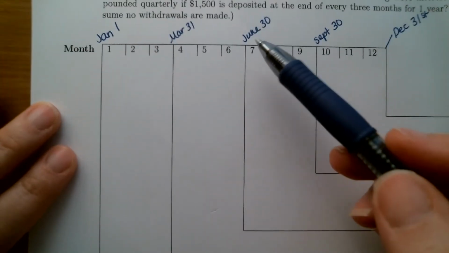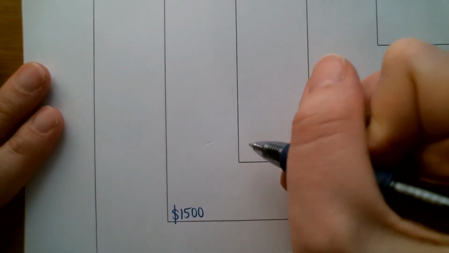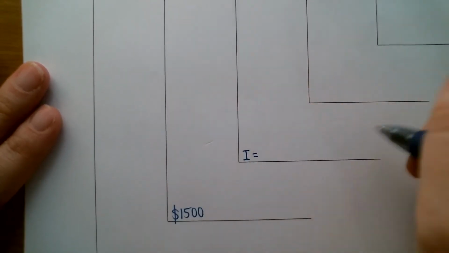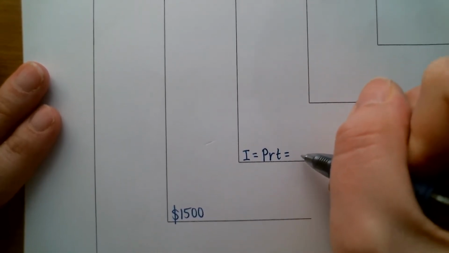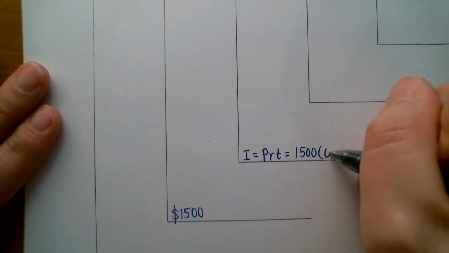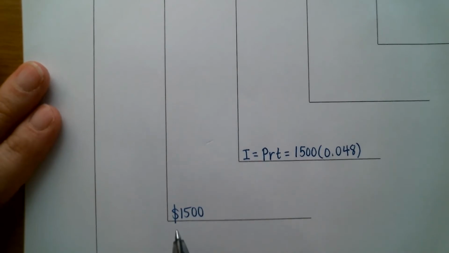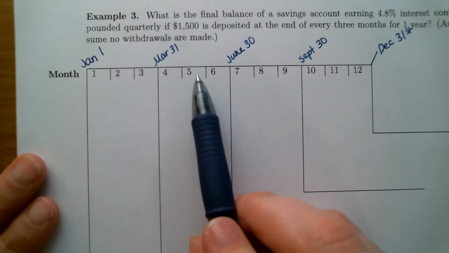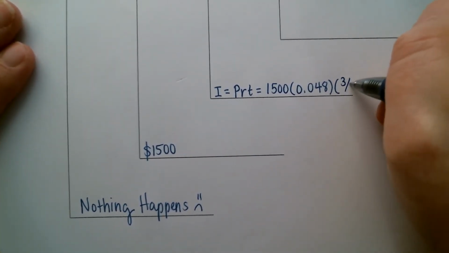All right, so June 30th, end of the second quarter. You're going to get an interest payment. So remember, you're going to use simple interest when you're mapping it out. So principal times rate times time. So far we've had $1,500 sitting in the account. The interest rate is 4.8%. And this money sat in the account for 3 months, April, May, and June. So the time value is going to be 3 out of 12 months.